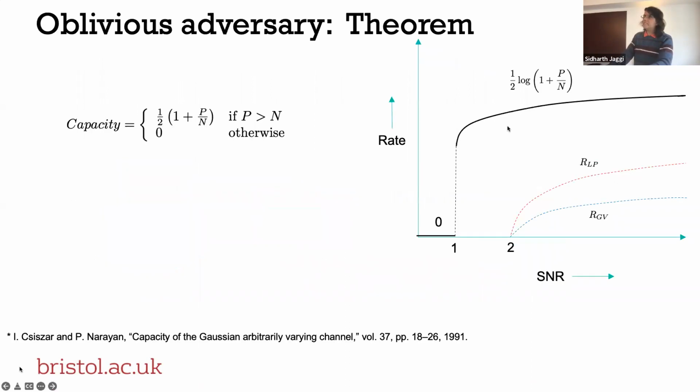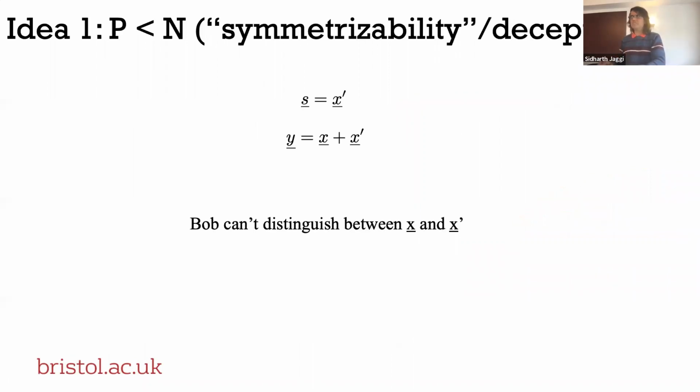And in these cases, you can sort of get to the Shannon capacity up to a certain point, as long as the transmit power is bigger than the noise power. Otherwise, it's zero. And in this very specific case, it turns out the symmetrization strategy, the jamming strategy, is actually sort of the obvious one.